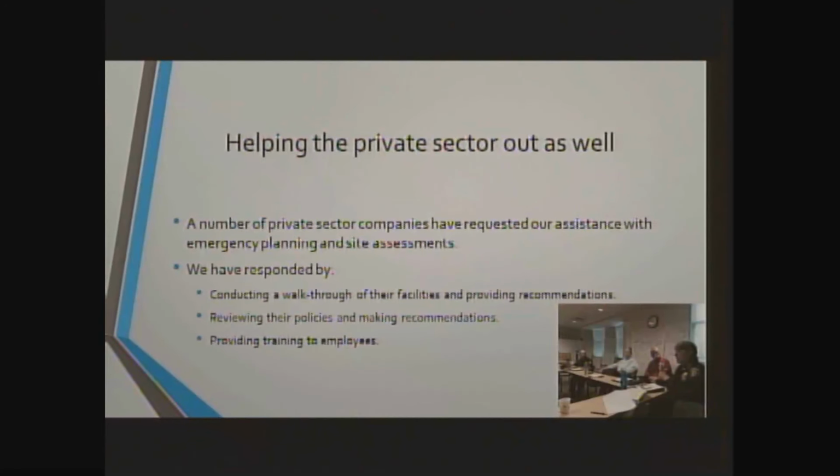A number of businesses in the community have reached out to us seeking our assistance with emergency planning, site assessments, and training. We respond by conducting a walkthrough of their facilities. We provide different recommendations, review their policies and make recommendations to that, and provide some training to the different employees.